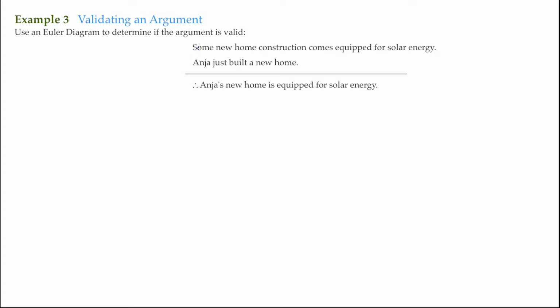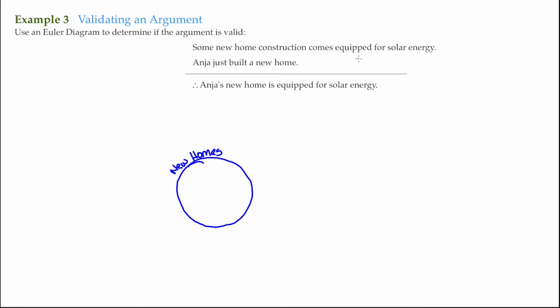So we have to go ahead and represent this first premise here, and we could see we have two entities again. We have new home construction and equipped for solar energy. So I have to be able to represent it using the Euler diagrams, and the Euler diagrams are those circles. So I'll start off with a circle that represents the new home construction. And I'm just going to label it new home or new homes. How about that?